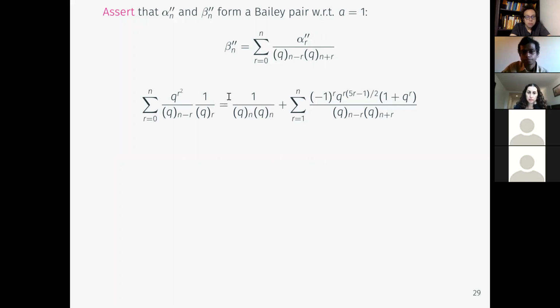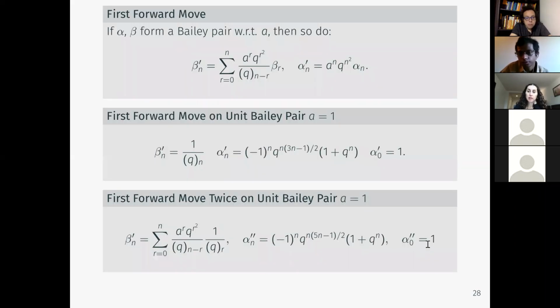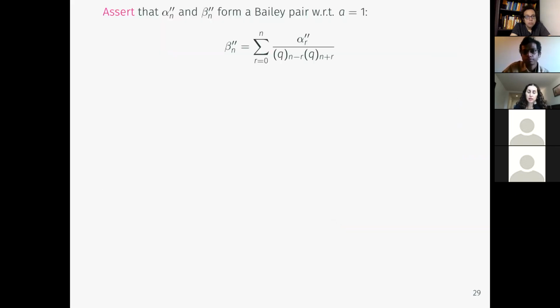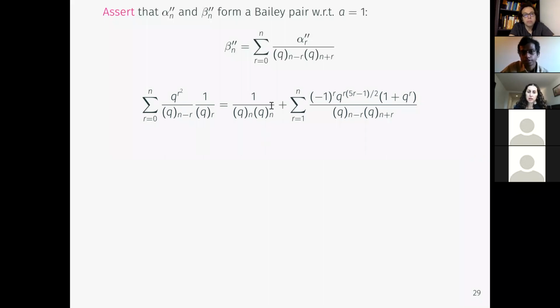So I plugged it in. Now remember, the formula for alpha double prime was a little different for r equal to 0, right? It was 1. It was defined a little differently from the general case. So I'll just pull out the r equal to 0 case. Yeah, that's here, and the rest of the cases are here. So that's just that. Let's take n going to infinity.